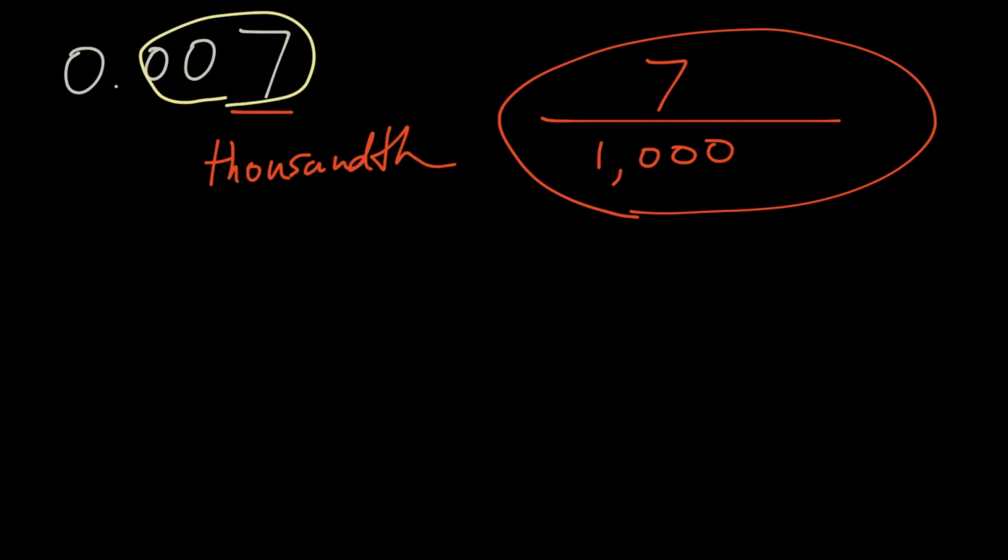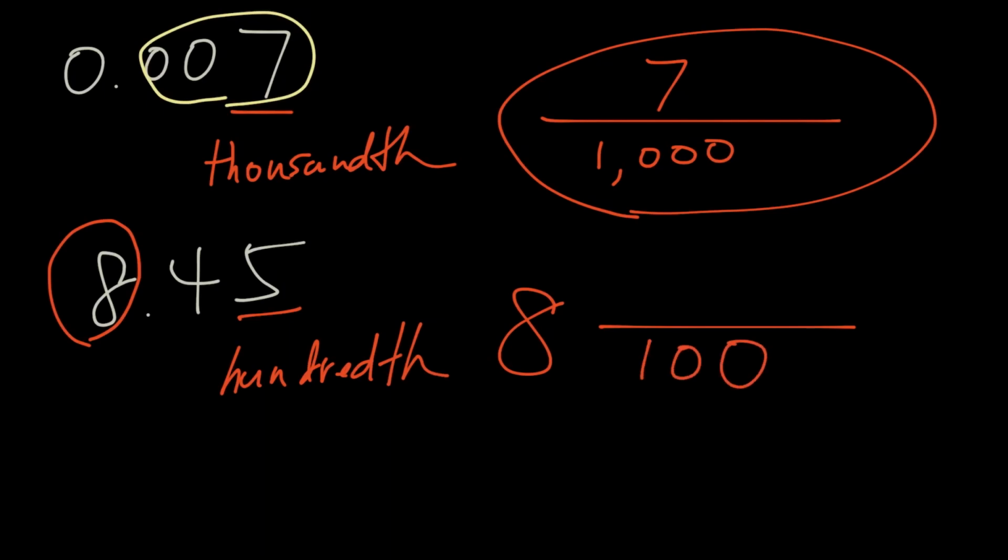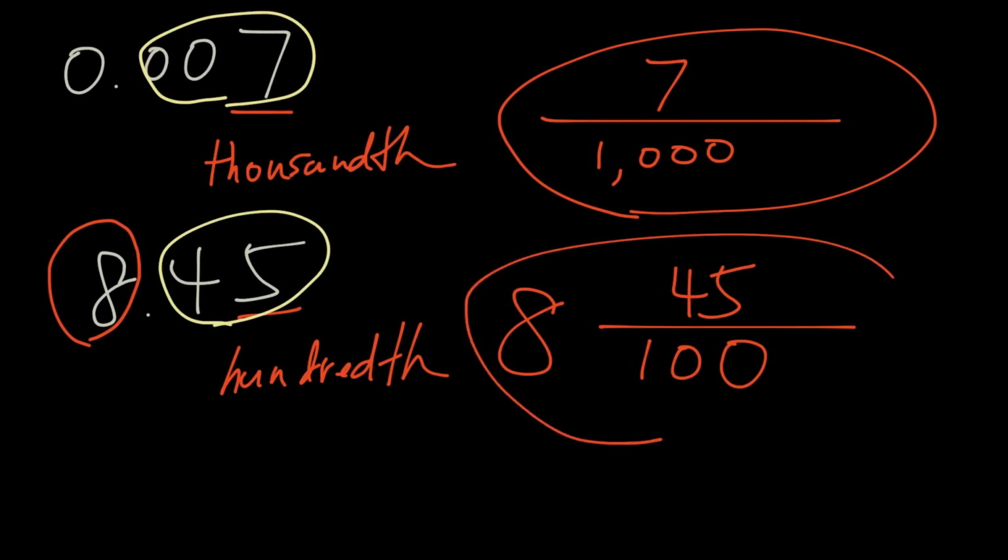Now here is another example, 8.45. Like the previous ones that we've done with the number in front of the decimal point, we want to put it in front of the fraction. Then we see that this is in the 100th value. So therefore we put 100 in the denominator. Then we'll have 45 after the decimal point. So we'll place 45 as the numerator, and that's our answer.